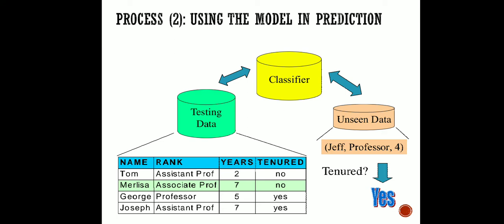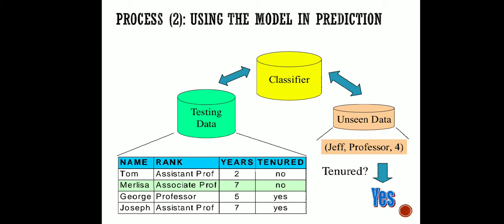Just see here, these are the test data. Name is Tom, rank is assistant professor, and years is 2. So it is not satisfying any one of the conditions of the model I have designed, so it is returning no. You can see here, it is classifying correctly.